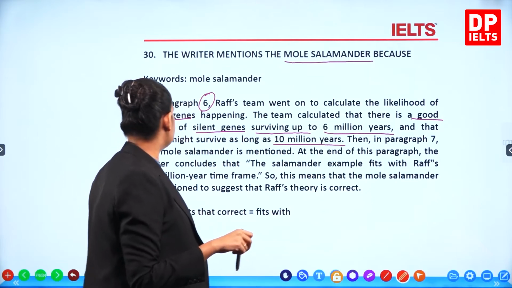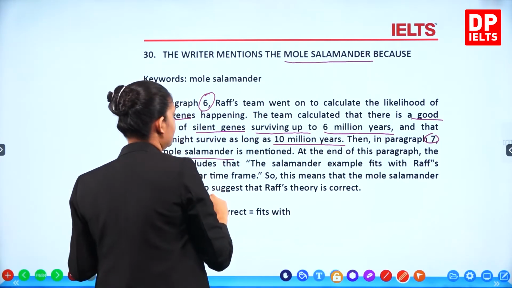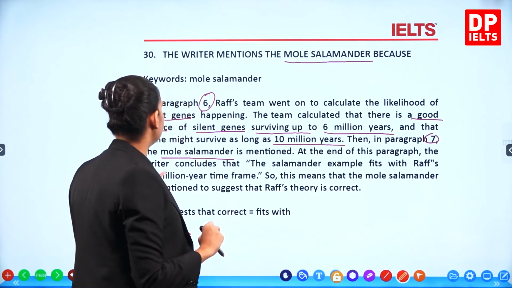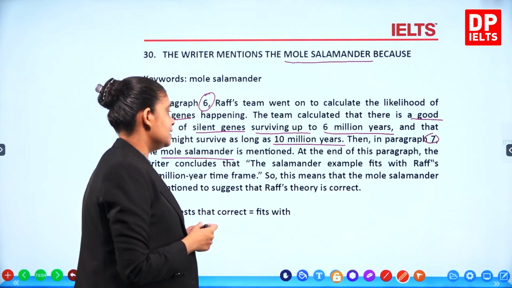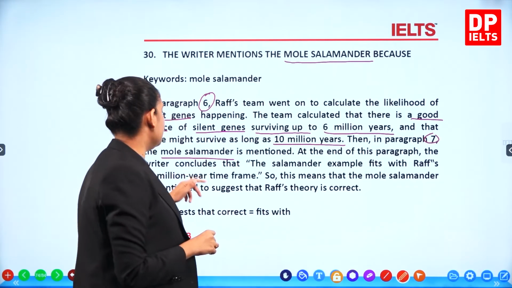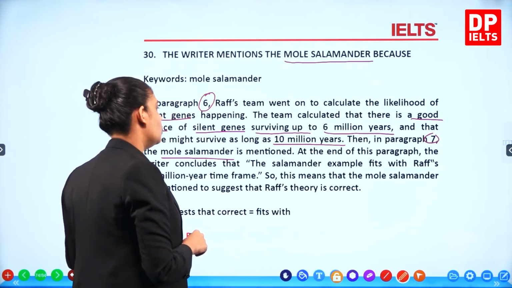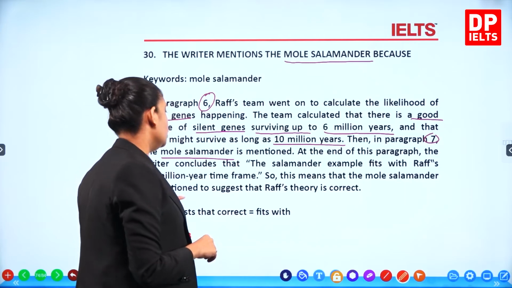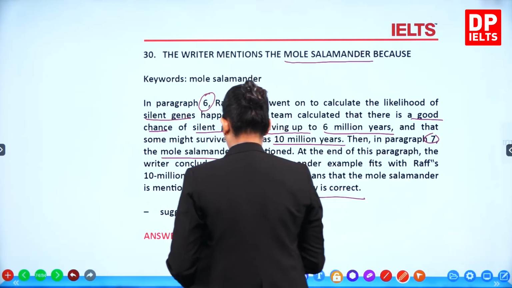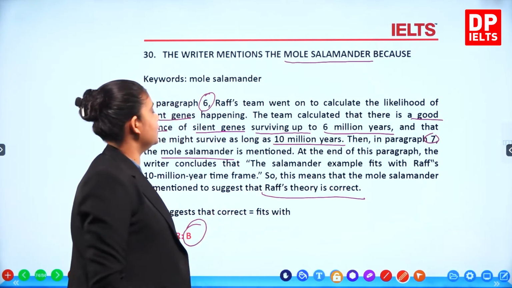Then in para 7, the mole salamander is mentioned. At the end of this paragraph, the writer concludes and says, the salamander example fits with Raff's 10 million year time frame. So this means that the mole salamander is mentioned to suggest that Raff's theory is correct. So the answer here is B. Correct means it fits with that.